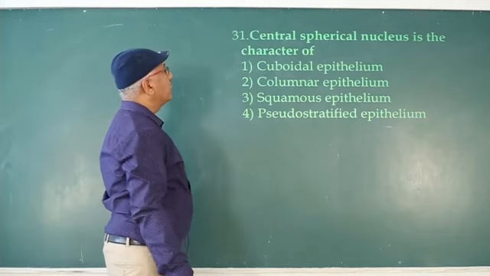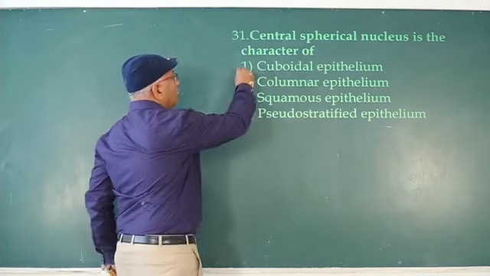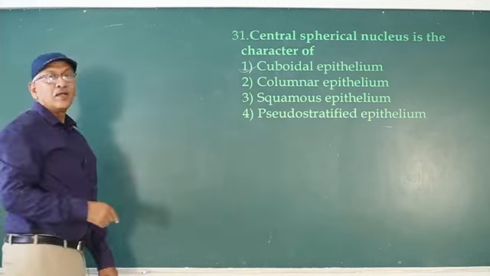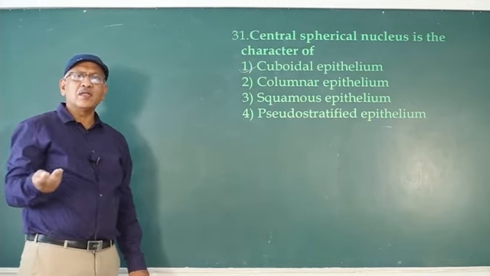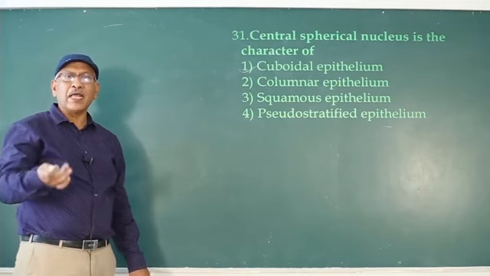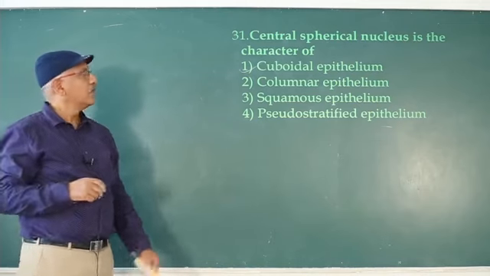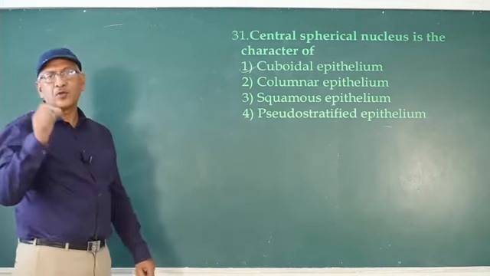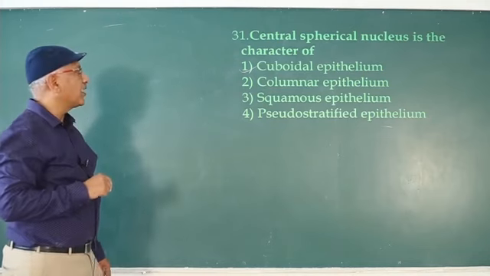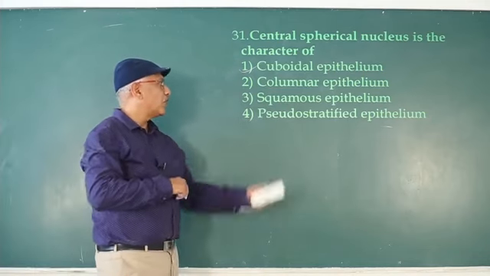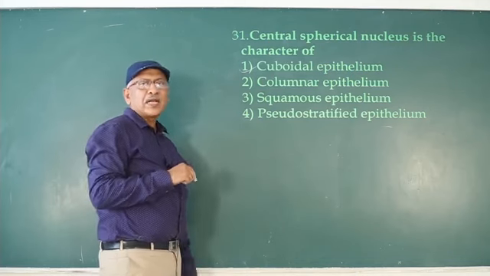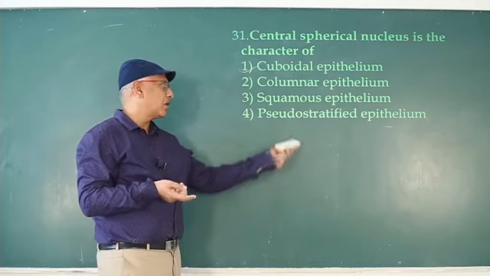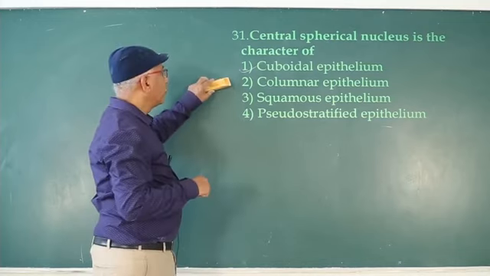Central spherical nucleus is the characteristic feature of cuboidal epithelium. Cells are cube-like. What is cube? 3 dimensions of the cell, same length, width and height. So they are cube-like. Cuboidal epithelium contains spherical shaped nucleus. Columnar and squamous epithelium contain oval shaped nucleus. Pseudostratified also cells are columnar, so oval shaped nucleus.